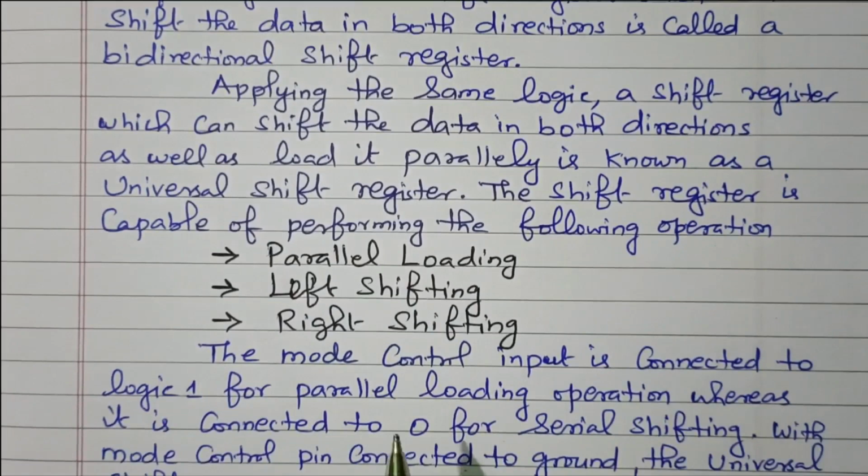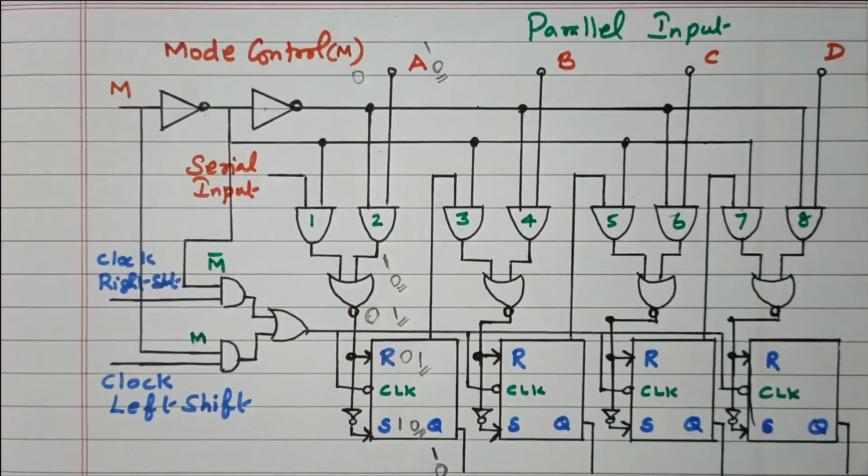Now we'll see the description. First we'll see the logic diagram, then we'll go for the explanation. So here we are using the SR flip-flop for constructing the universal shift register. Normally we use the D flip-flop for constructing the register.